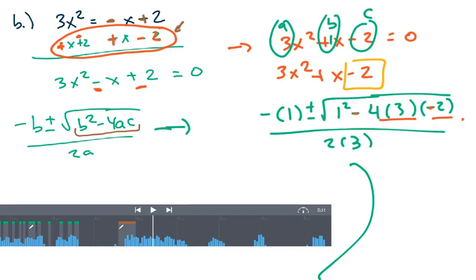Because if this equation is, let's say, y equals 3x squared plus x minus 2, the y-intercept is when x is 0, what happens to y? Well, if x is 0, this is going to go away, this is going to go away, and I'm going to be left with just negative 2. So the y-intercept is always the constant, always the number by itself, in this case, negative 2.